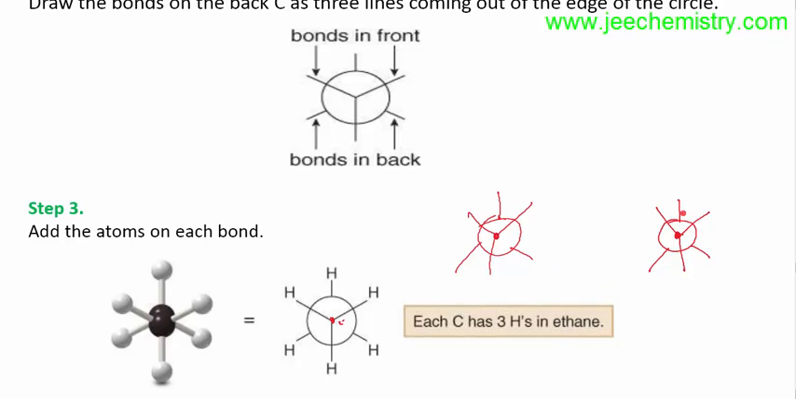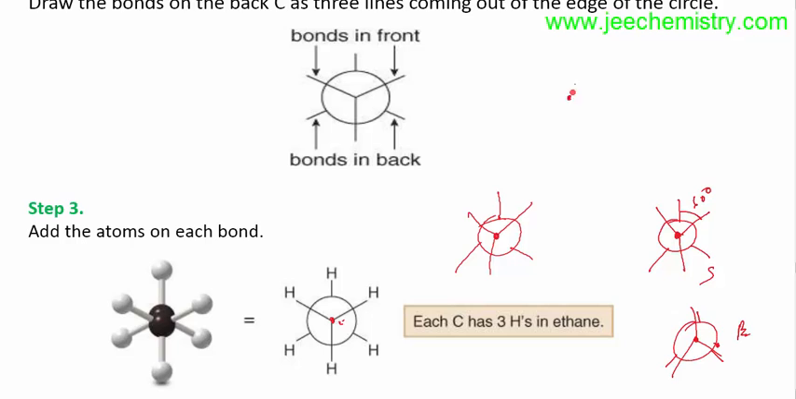This is a staggered conformation. There is a 60-degree dihedral angle, which means a staggered conformation. If it is like this, not like this, this will be the eclipsed conformation. This is staggered, and this is an eclipsed conformation.